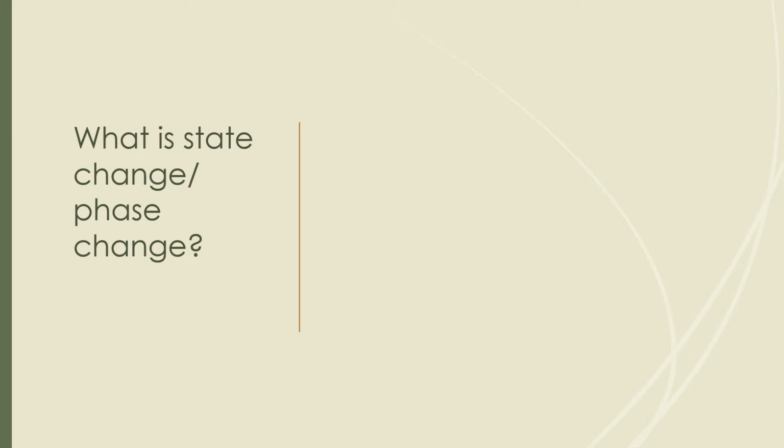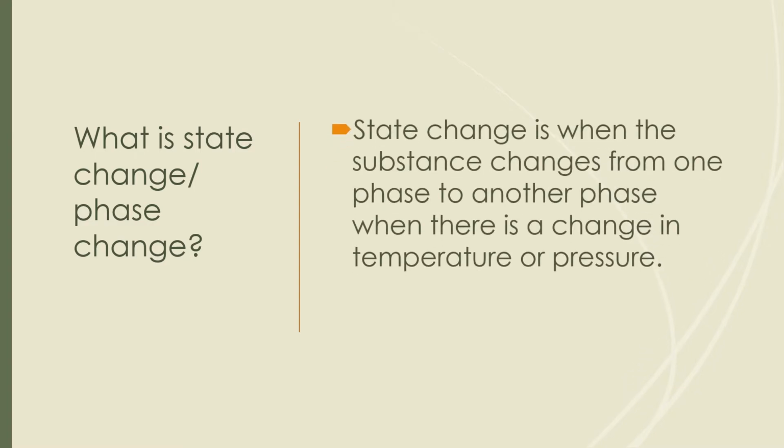Let's first know what is a state change, which is also known as phase change. If you know the answer, pause the video and write down the answer. Okay, state change is when the substance changes from one phase to another phase when there is a change in temperature or pressure in the system. For an example, when an ice cube melts to water, this is called phase change.